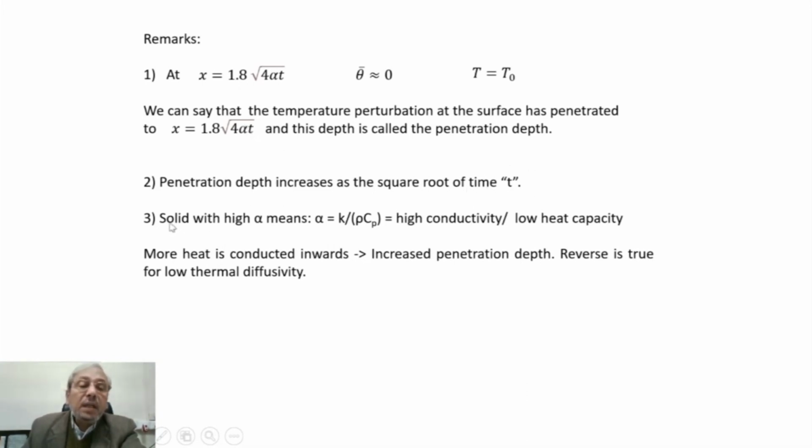Quite clear. A solid with high thermal diffusivity, which we know is K divided by rho Cp, means high conductivity and low heat capacity. That means conduction dominates over storage, so more heat is conducted inwards. Increased penetration depth is obtained for high thermal diffusivity. The reverse is true for low thermal diffusivity.